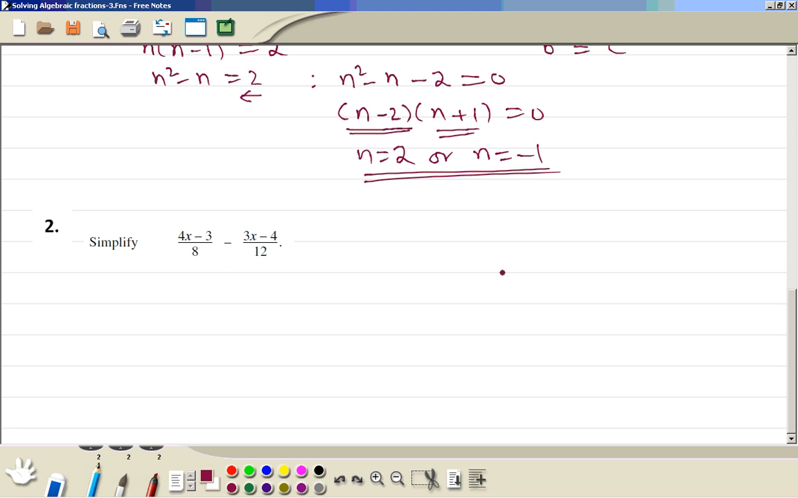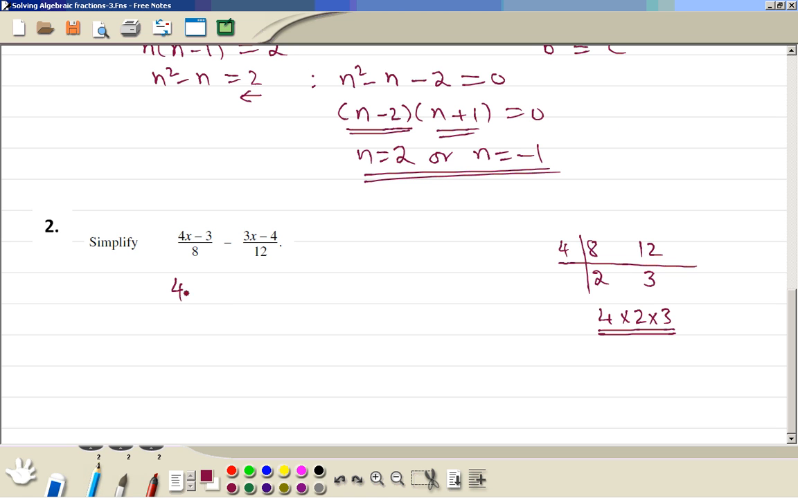Now the denominators here are 8 and 12. So you find the lowest common multiple or denominator by dividing. Here 4 is a common number. Nothing else in common, so the denominator will be 4 times 2 times 3, which is 24.